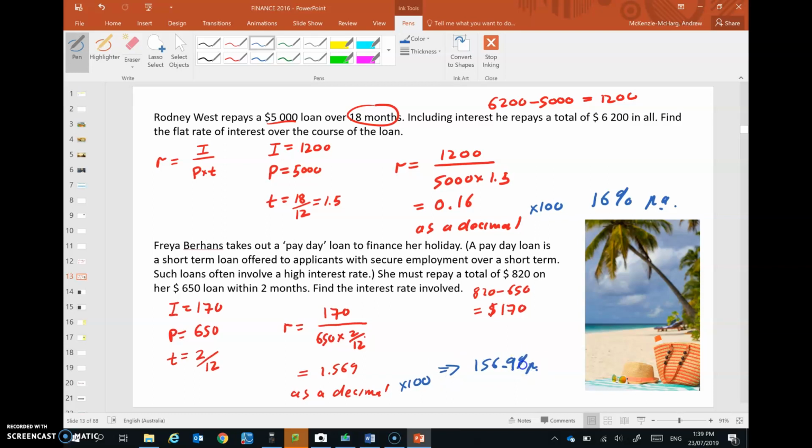So that is huge. That's a huge interest rate, and that's what those payday loans typically are like. They are exorbitant interest rates involved. So be very careful with those sorts of things. Okay, so go ahead and have a look at the description for the video and try some of those questions.